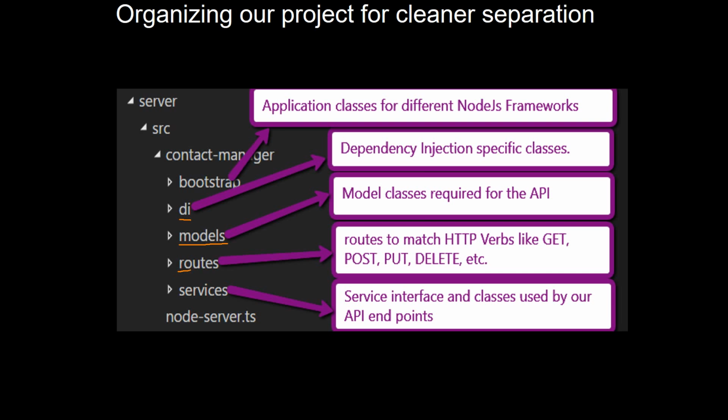The routes folder, obviously, will have the routes to match the HTTP verbs like get, post, put, delete, which will be used for creating the CRUD operations, which is create, read, update, delete operations. And the services folder is going to have the actual service interface and the classes used by our API endpoints. With that said, now let's go back to our project and keep adding all these folders.